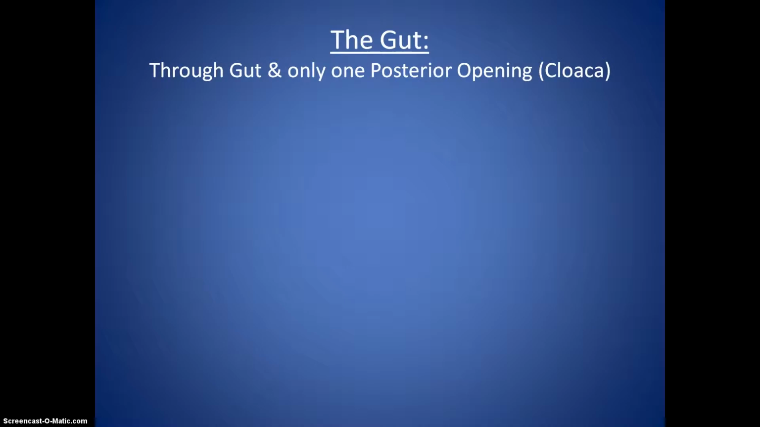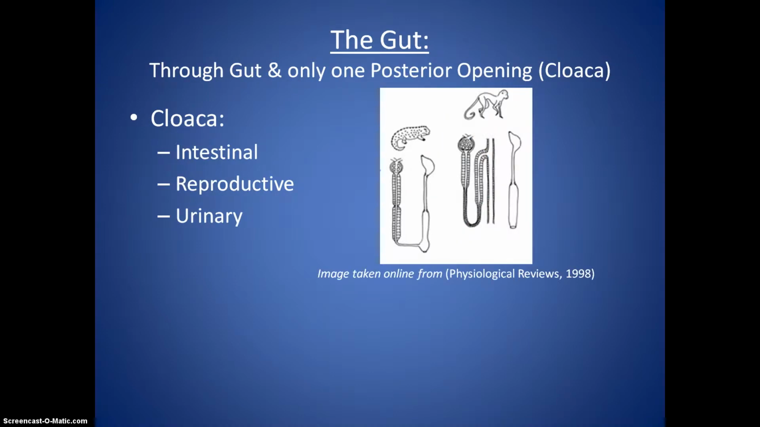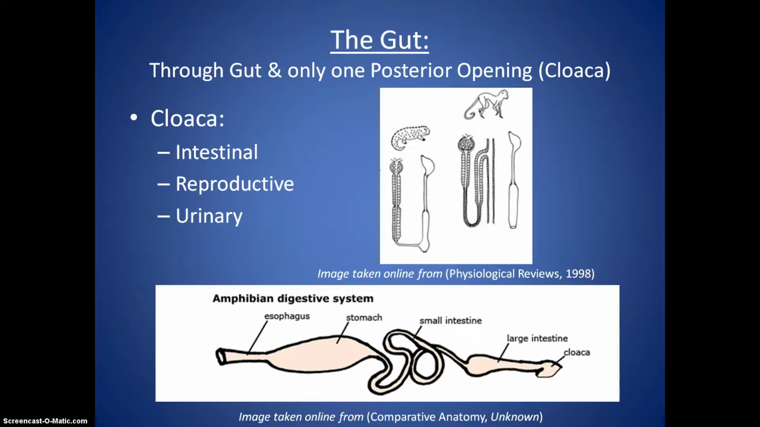All amphibians, birds, reptiles and monotremes possess a cloaca, which is the only posterior opening for intestinal, reproductive, and urinary tracts. This is unlike most placental mammals, which have two or three separate orifices as shown in the image. It means that there are only two openings in the gut, the mouth and the cloaca, and so amphibians contain a through gut.